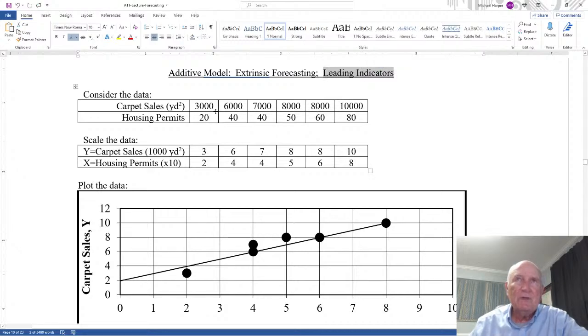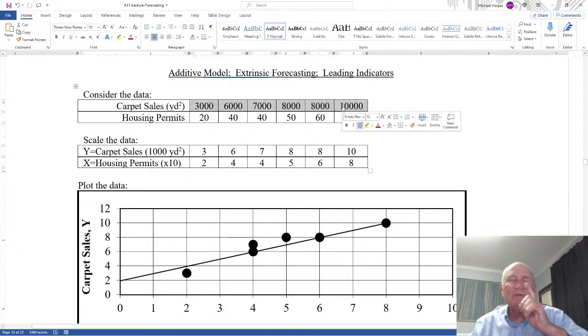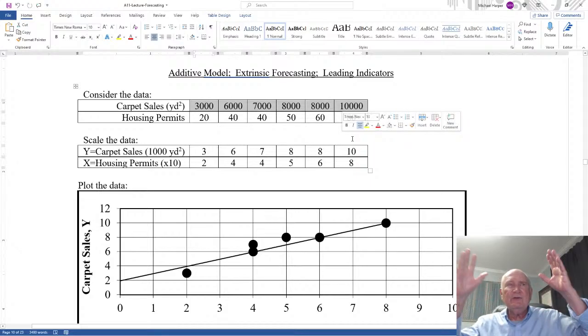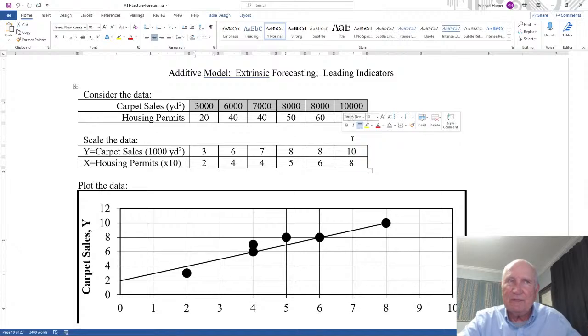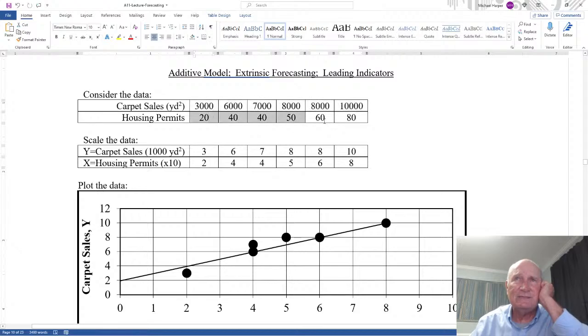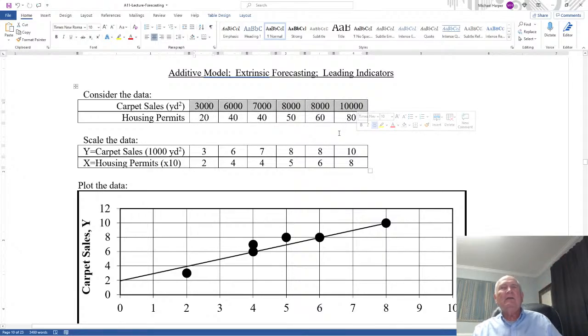In other words, we have recognized that carpet sales have increased and decreased by how many housing permits were purchased at the beginning of a building season. If there's a lot of housing permits, there's going to be a lot of houses built and a lot of carpets sold. So we can use housing permits as an extrinsic variable, a causal variable, to forecast carpet sales. So let's do that. The technique we're going to be using is regression.